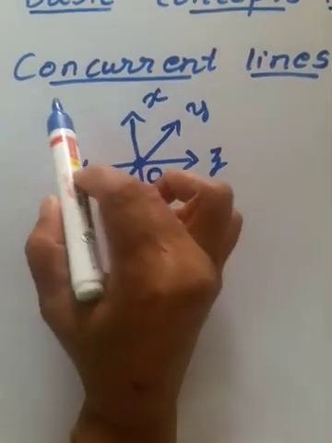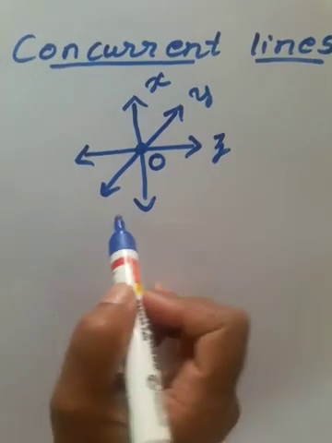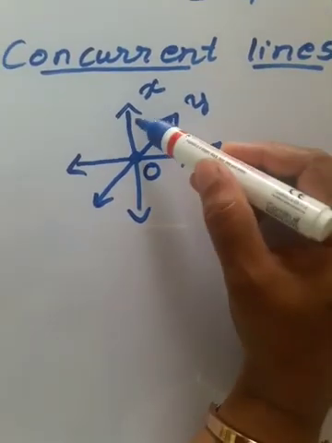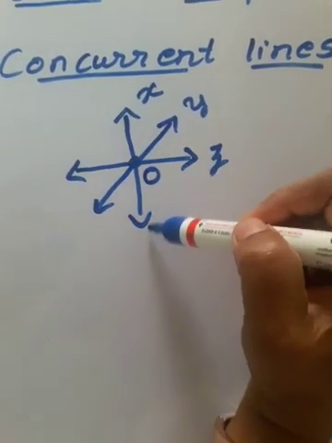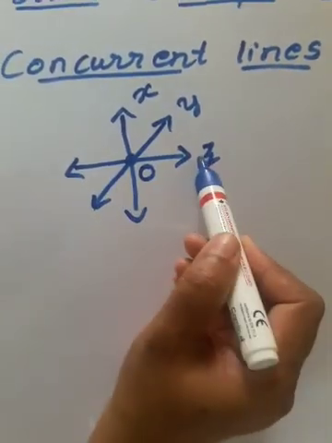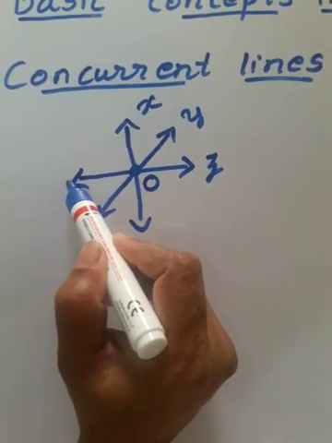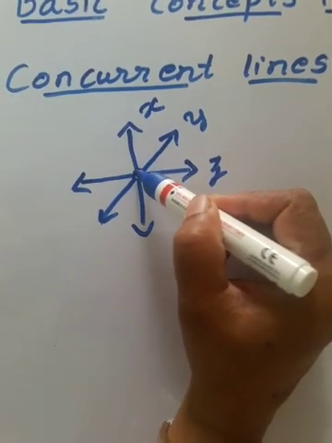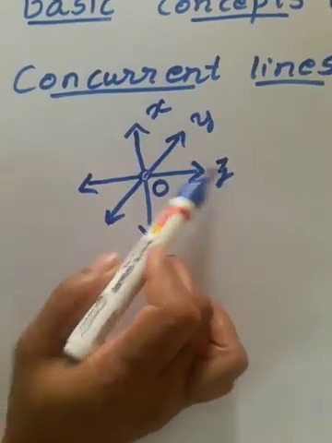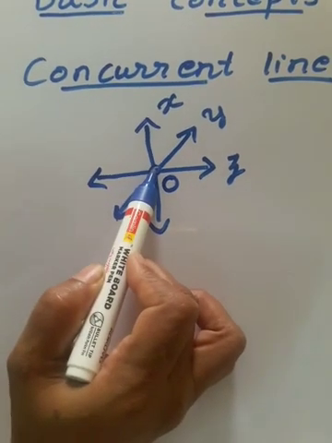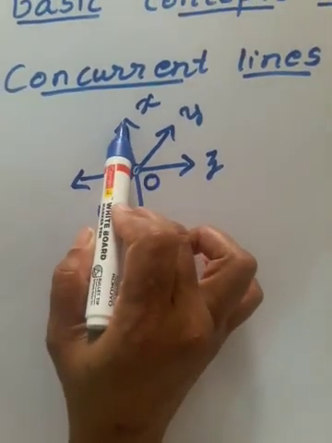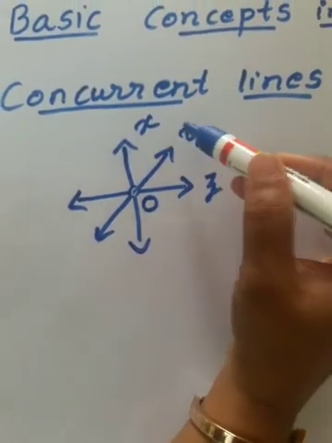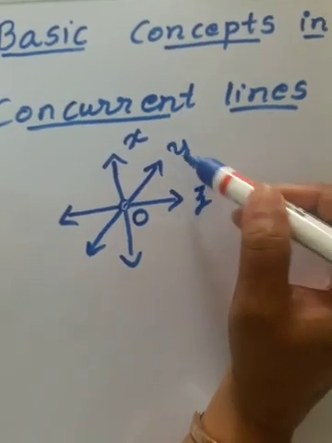Now students, let's see what are concurrent lines. Look at the figure. You can see here 3 lines: line X, line Y and line Z. These 3 lines intersect each other at one point. These 3 lines come and meet in a single point. These lines are called concurrent lines. So line X, line Y and line Z are called concurrent lines.